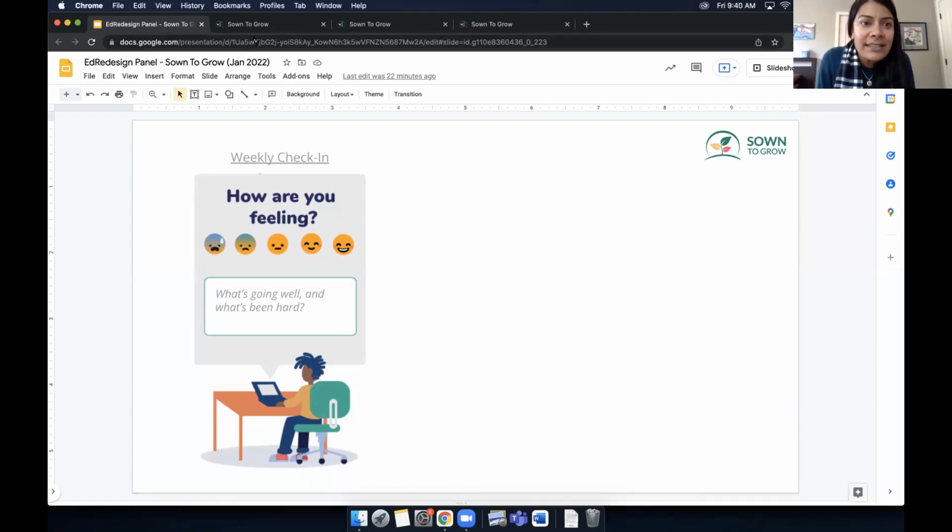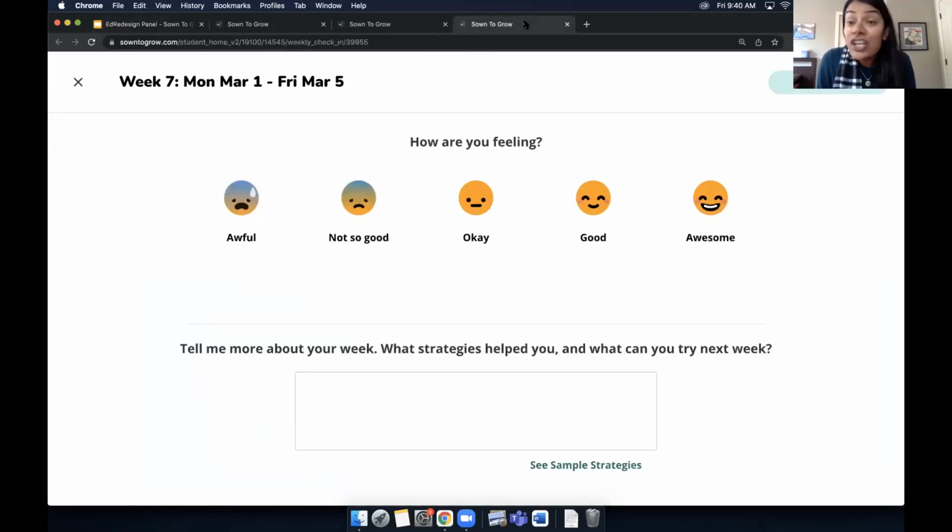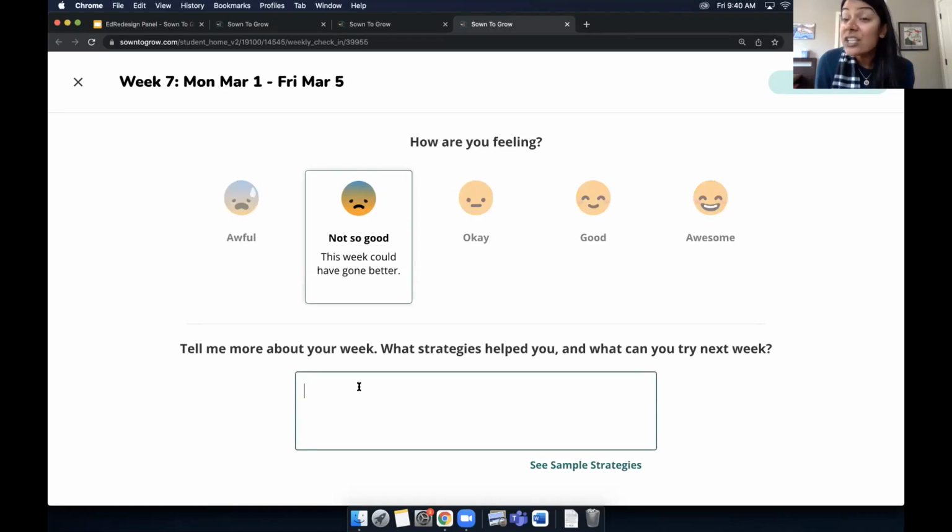Sorry, your beautiful faces are covering it. Here we go. This is what it looks like in an actual platform. It's a technology tool that kids log into using Clever or whatever. When they log in, they see something like this: how are you feeling? On a weekly basis, students can use an emoji, something easy for them to communicate, but also have space to write open-ended about what's going on with them. For example, a student might say, this week was rough. I got into a fight with my mom.